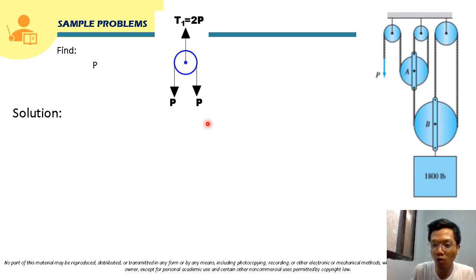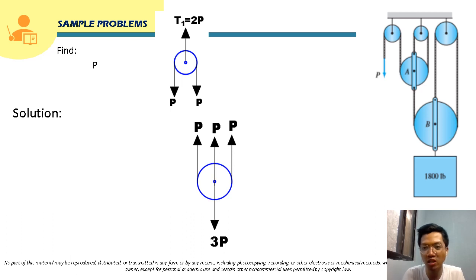Okay, so now we proceed to this pulley. The free body diagram of this pulley will be, as we know, this is still force P. This is still continuous up to here, so this will also be force P. And this is actually continuous up to here, so this will also be force P.